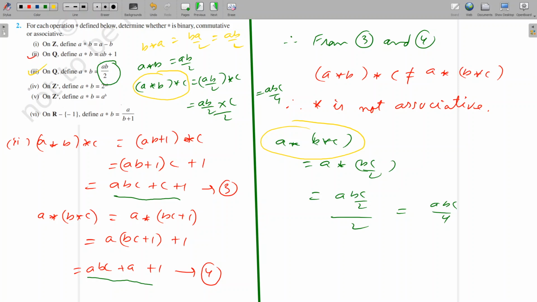As far as fourth and fifth part are there, that you will try on your own, because unless you try, you will not learn. So this fourth, fifth and the sixth one you have to do on your own.